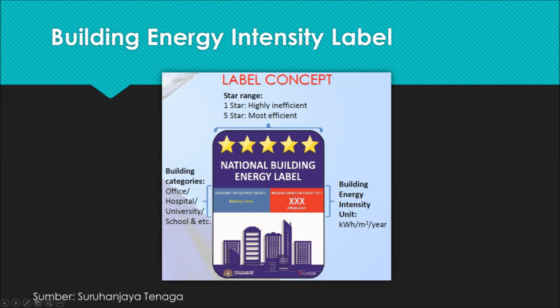Okay. There will be building categories. You cannot compare office to shopping malls. So the category of the building will be stated there, in the gray bluish box, and then the number of the BEI is shown in the red box there. So if you see this label, that means this building has achieved a certain amount of energy efficiency.